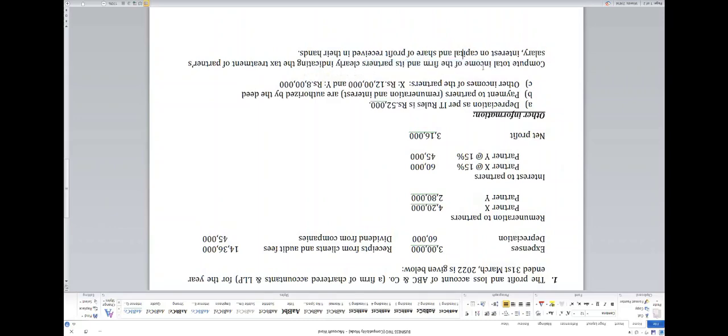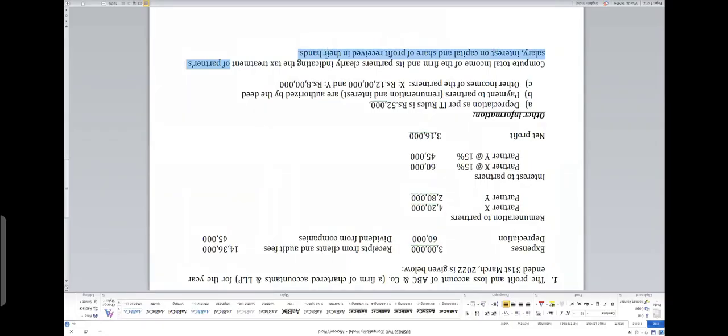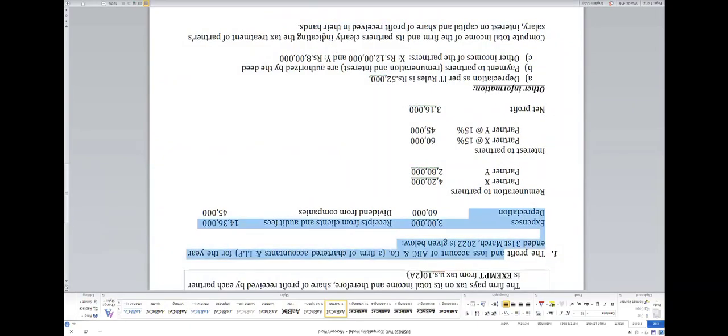If you have a firm, calculate the total income of the firm and the income of partners X and Y, clearly indicating the tax treatment of partner salary, interest on capital and share of profit in their hands. So now, how to compute the total income of the firm?